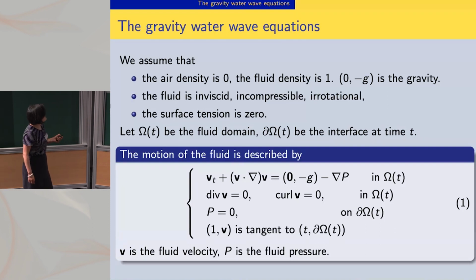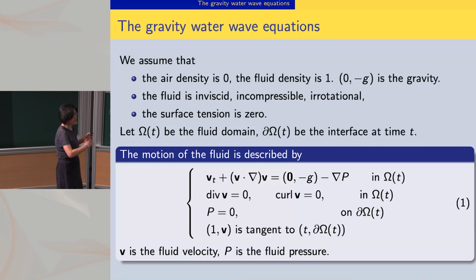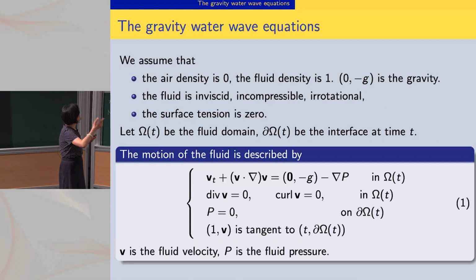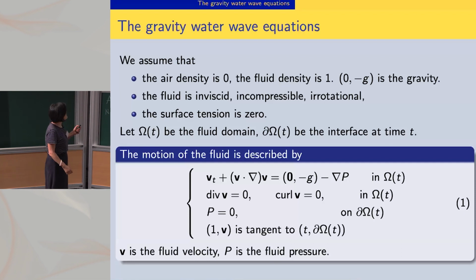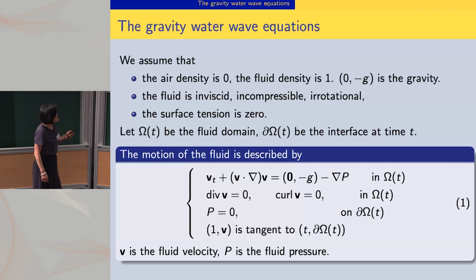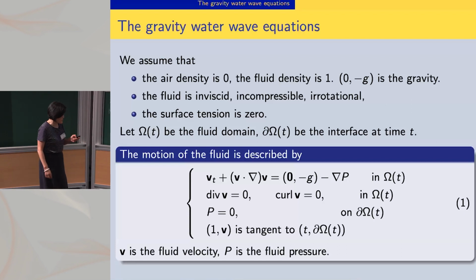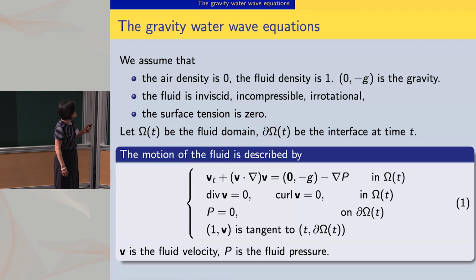Okay, so the equation we're going to look at is the wave in the ocean. We neglect the motion of the air, so the air density is 0, and the fluid density is 1, and there is a non-zero gravity. We assume the fluid is inviscid, incompressible, and irrotational, and that the surface tension is 0. The fluid domain is Omega t, which moves with time, and the interface is its boundary. That's just notation.